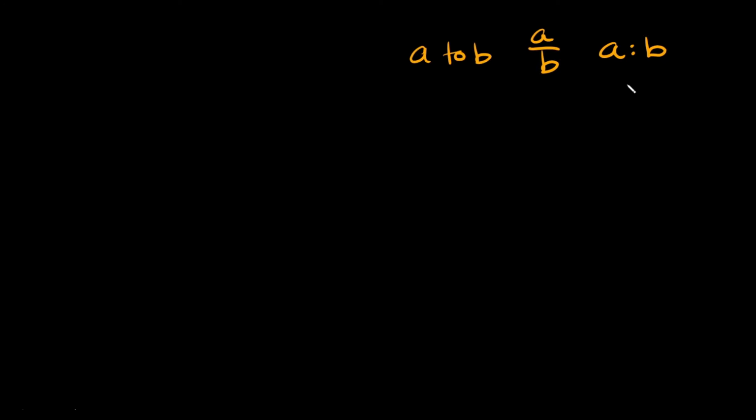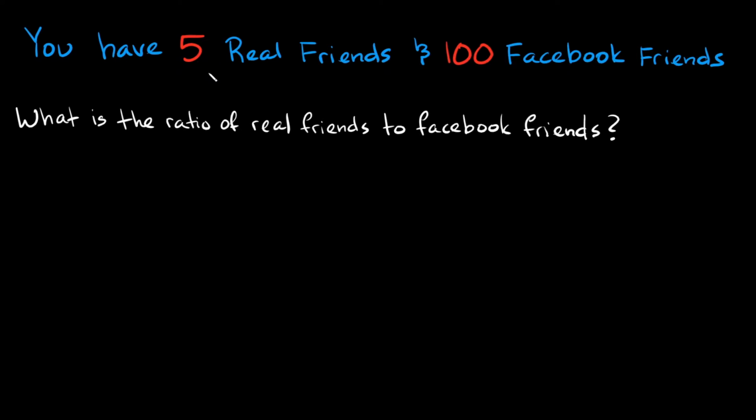Now, I know this looks super vague, so let me do an example, and then it's going to make a lot more sense, all right? So let's do this one. Okay, so this first example says you have 5 real friends and 100 Facebook friends. Okay, we got to work on that, all right? Now, the question says, what is the ratio of real friends to Facebook friends?